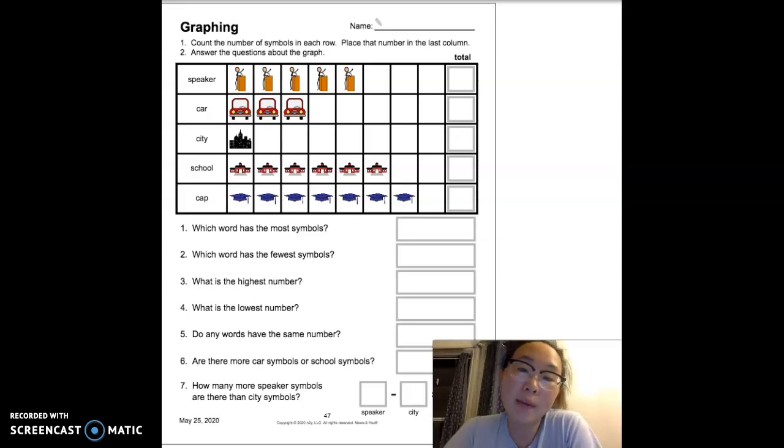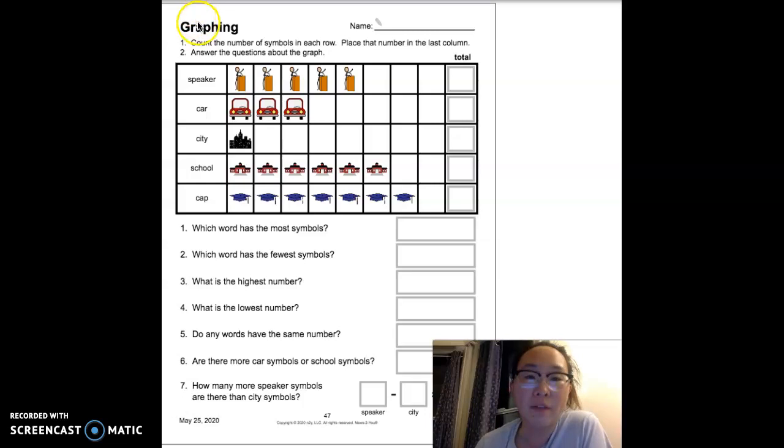If your graphing page does not look like this one, then you can watch the other video. There are two graphing versions, worksheets in the packets for different people. So graphing, number 1, count the number of symbols in each row. Place that number in the last column. 2, answer the questions about the graph.